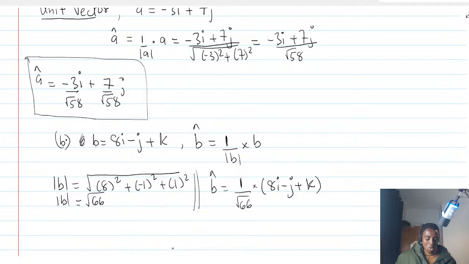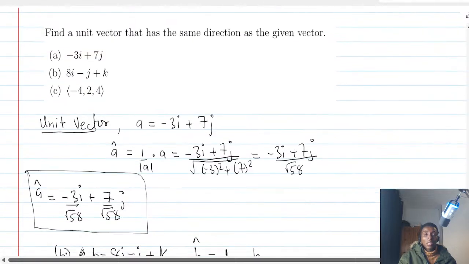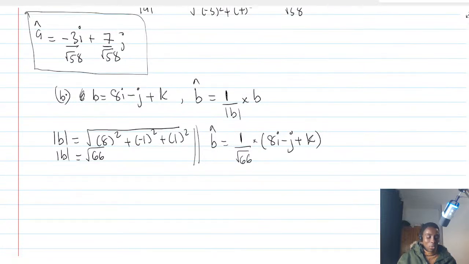Okay, so that's the concept behind the unit vectors. So sometimes they will not say find the unit vector, but they will tell you to find a vector which is in the same direction or a vector which is parallel to the given vector. So that is also the unit vector. I hope the concept is clear.